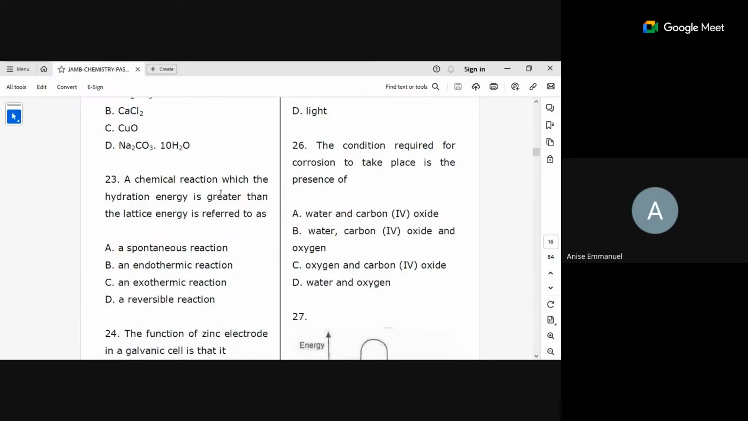A chemical reaction in which the hydration energy is greater than the lattice energy is referred to as, the answer here without wasting our time, what? A is not the answer. D is not the answer. It's not reversible, it's not spontaneous. So you should be thinking between endothermic and exothermic. Because the hydration energy is greater than the lattice energy, lattice is inside and hydration is outside, it is referred to as an exothermic reaction. Because of that, it is going to give out heat.